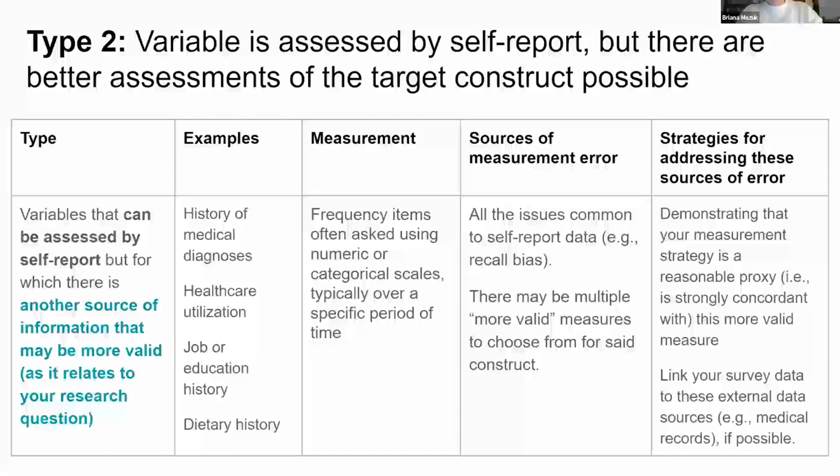And so depending on your research question, those geocoded data might be more valid relative to the neighborhood self-report data. It doesn't mean it's automatically more valid. It's really all oriented as it relates to your research question. Okay, so again, that's the second type of variable. It's a variable that can be assessed by self-report, but for which there is another source of information that may be more valid.